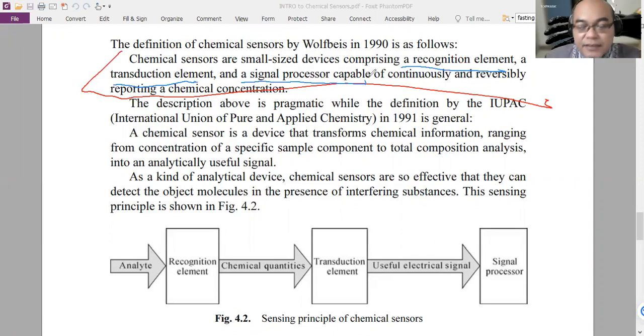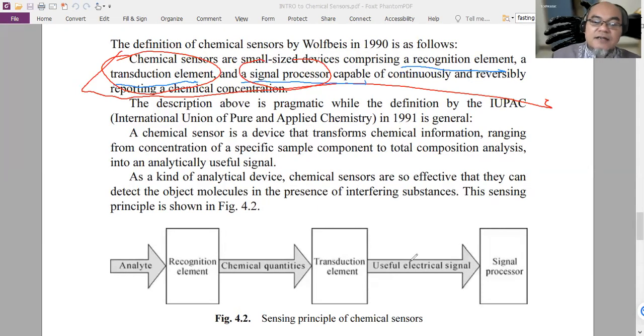And this is also usually true later for biological sensors. Only the recognition element in a biosensor will mostly come from a biological molecule or biological tissue. Later we will study that in the next chapter. And the chemical recognition element itself cannot produce a signal that can be read by our microprocessor, right? That is why it needs a secondary component, a transducer in the form of a transduction element, which will convert the physicochemical signal produced by the recognition element into an electronic signal, an electrical signal. And then further, the signal will be processed by a signal processor capable of continuously and reversibly reporting the chemical concentration.